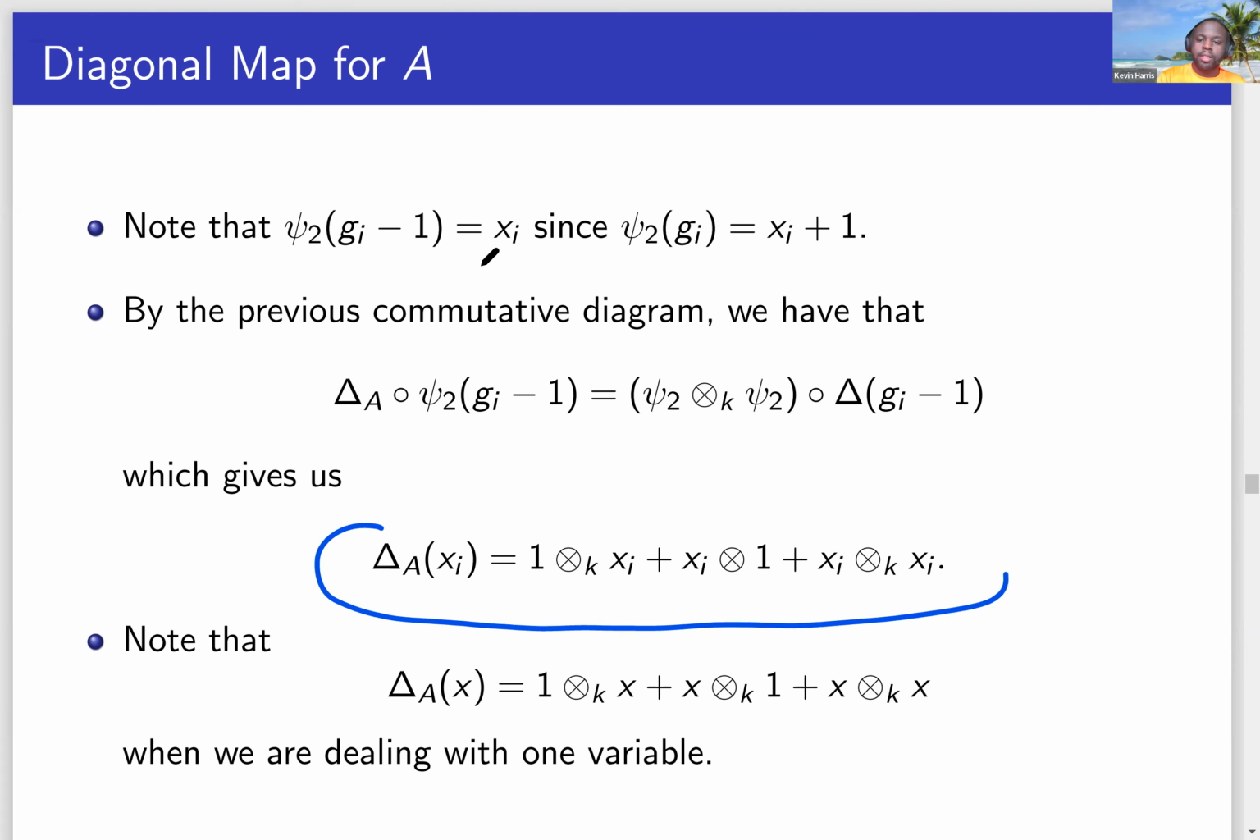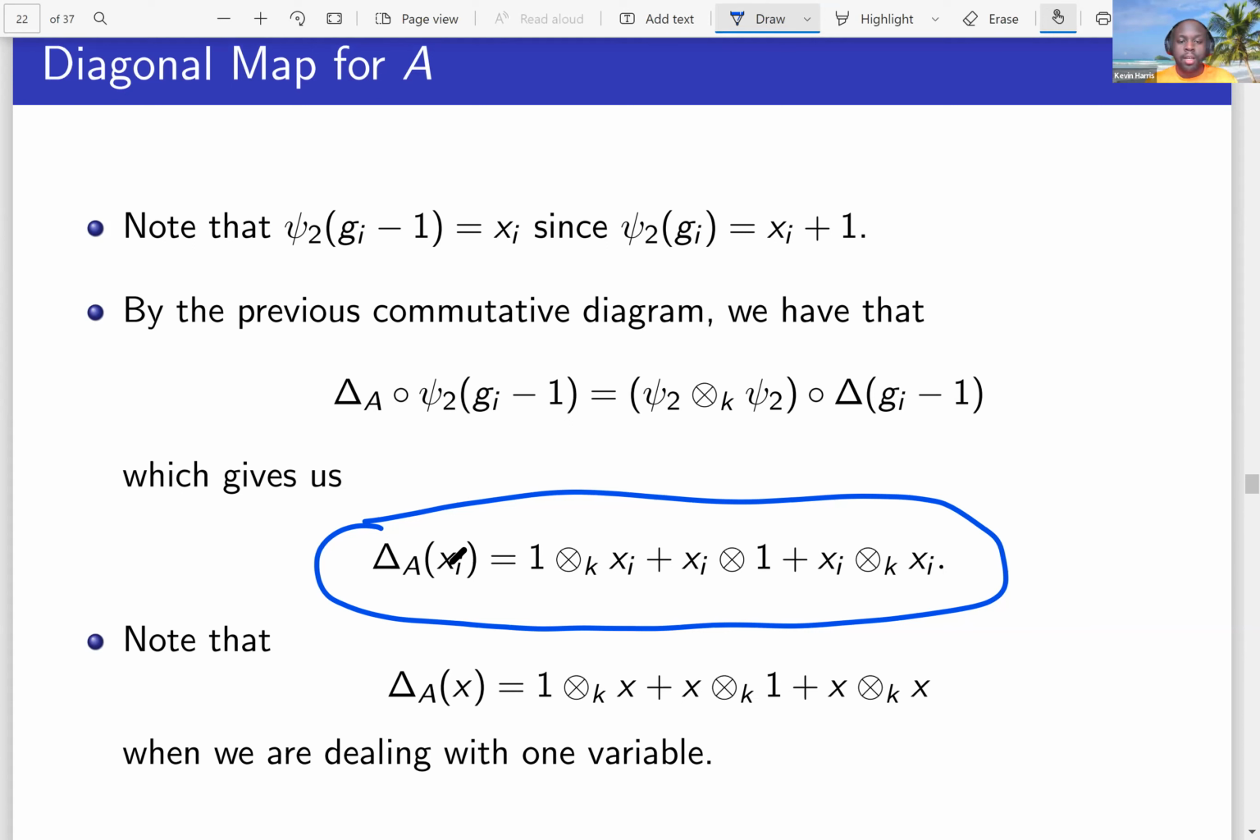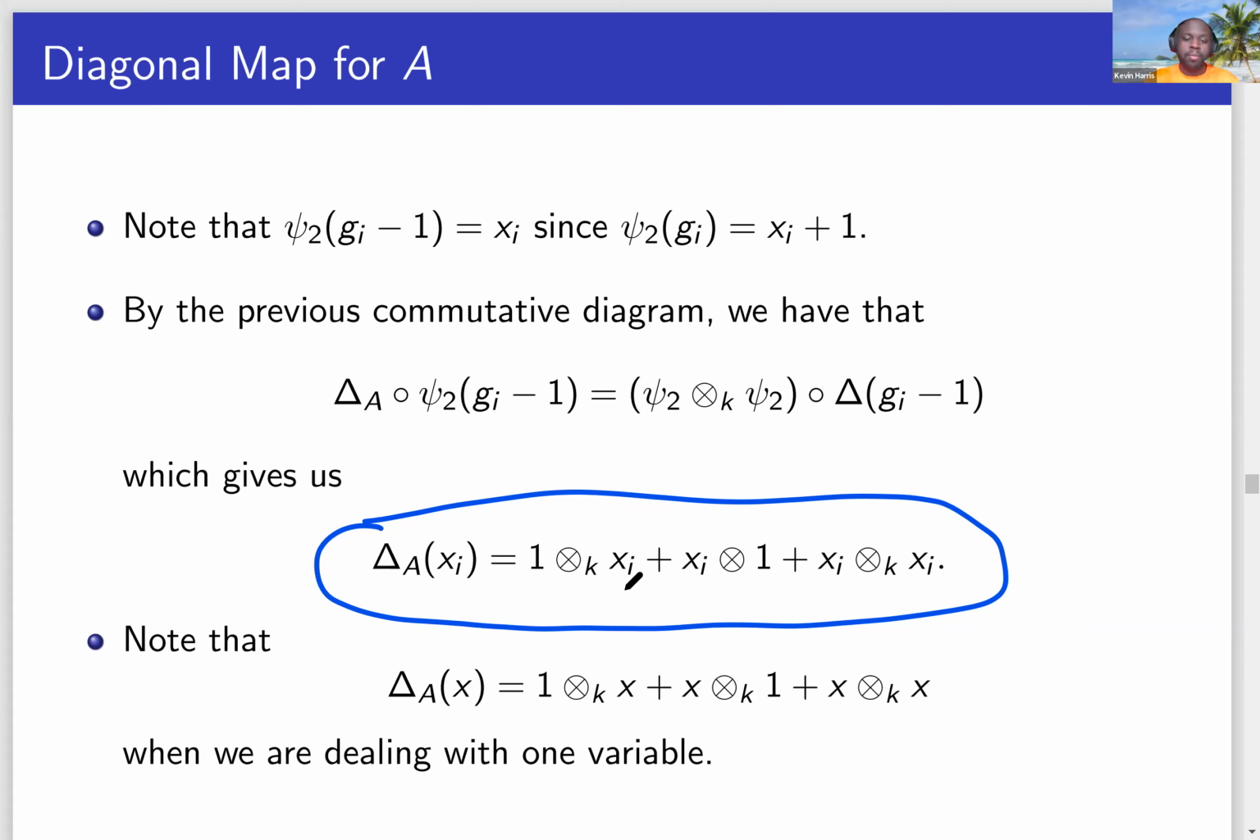And so when we go through the process of working out the group algebra structure of A, it actually turns out that A, that big truncated polynomial ring that we start off with, has a Hopf algebra structure, which is real cool too. Basically, we're able to find a diagonal map that works to where if we take the diagonal of x sub I, this would just give us 1 tensor x sub I plus x sub I tensor 1 plus x sub I tensor x sub I. And then of course, when we just translate to one variable, this would just be 1 tensor x plus x tensor 1 plus x tensor x.